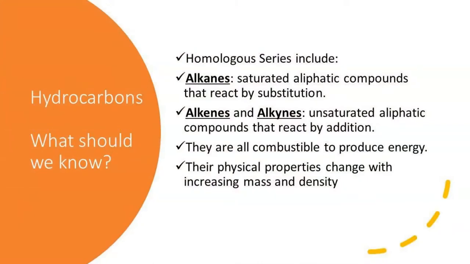What should we know about these hydrocarbon families? Homologous series include alkanes, which are saturated aliphatic compounds that react by substitution. Alkenes and alkynes are unsaturated aliphatic compounds that react by addition. All of the molecules, to a greater or lesser extent, are combustible to produce energy.